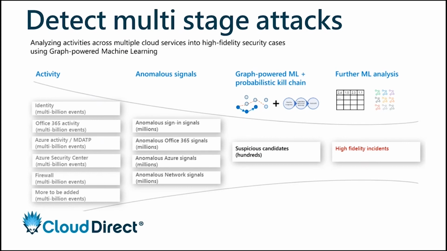applying the machine learning to cut out the noise, and at the back end of that you've got a number of suspicious candidates, in the sort of hundreds. So from left to right you're going from billions of source events down to millions, down to hundreds, and then that will be ratified down into a small number of high fidelity incidents, all using the built-in analytics and machine learning process.